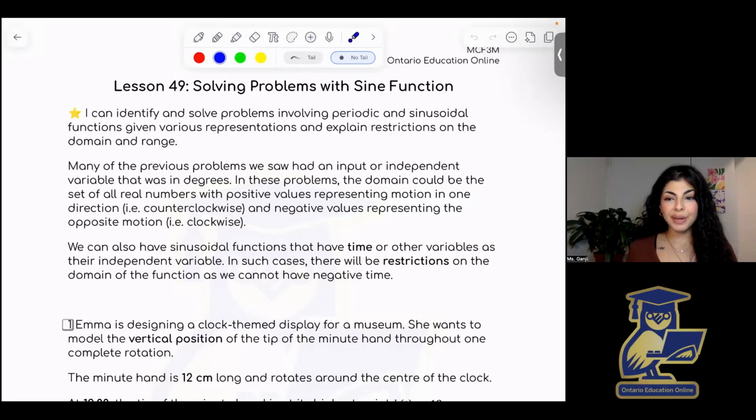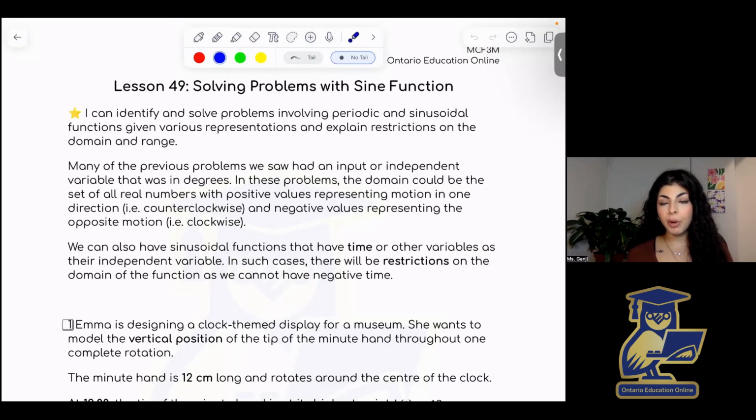Hello and welcome to our very last lesson of functions and applications, where today we are looking at word problems involving sine function. With these word problems, we are often given a function and we're asked to evaluate or interpret the function based on the parameters that we saw previously, so A, D, and C. And previously, the problems we saw had the independent variable as degrees, and the domain could be the set of all real numbers.